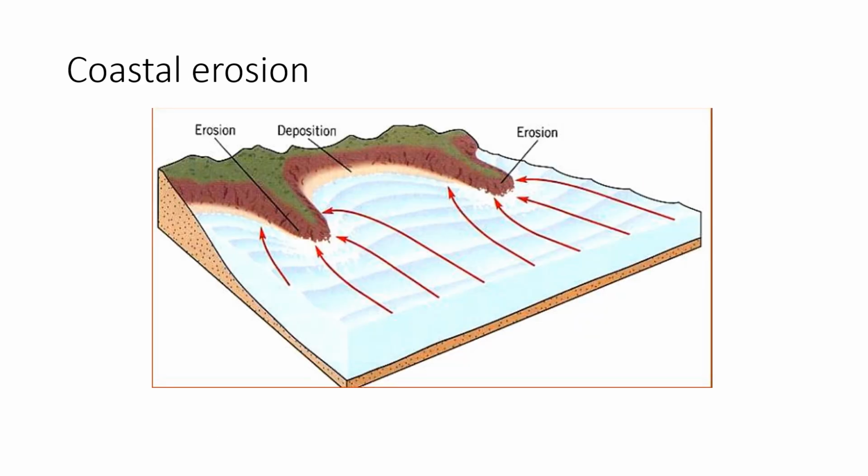One of the effects of this convergence and divergence is coastal erosion. The convergence will cause higher wave height, and the higher wave height is able to erode the headland. The divergence is going to reduce the wave height, and because the wave height reduces, this region is more likely to have less energy, and so it becomes a location where the coastal sediment will be deposited.